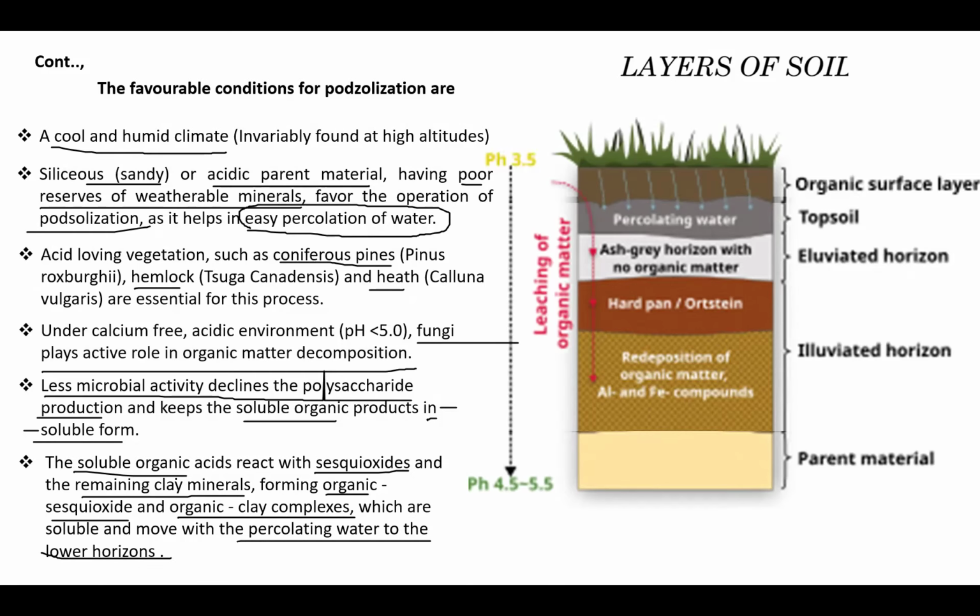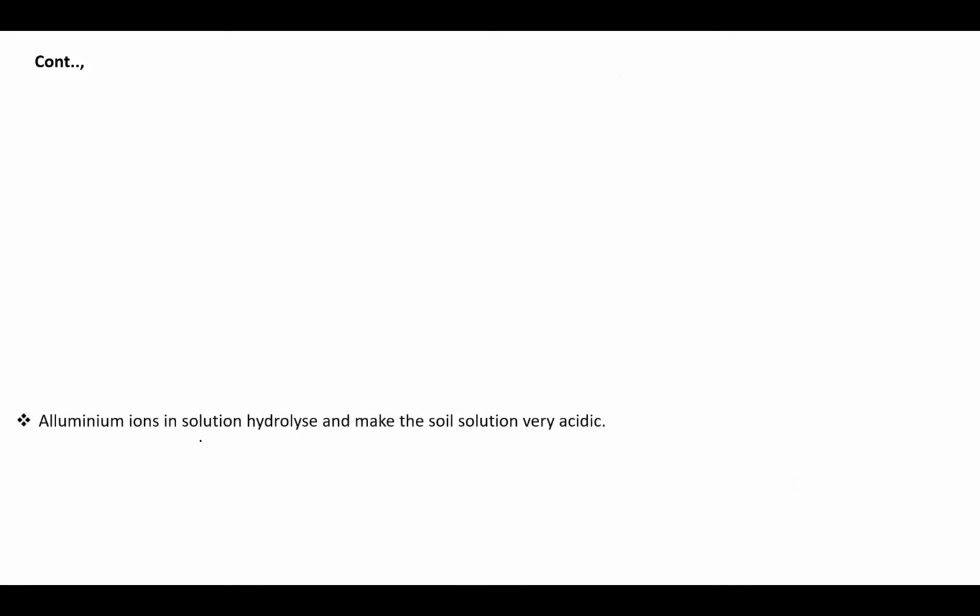During leaching, all the sesquioxides and remaining clay form complexes with the soluble organic acids, and these are percolated to the downward layers of the horizon. Let us see somewhat more detail. Aluminum ions in solution hydrolyze and make the soil solution very acidic, as we know aluminum contributes to soil acidity. This is the reaction: aluminum hydrolyzes to form aluminum hydroxide and releases H plus ions, which contributes to soil acidity.